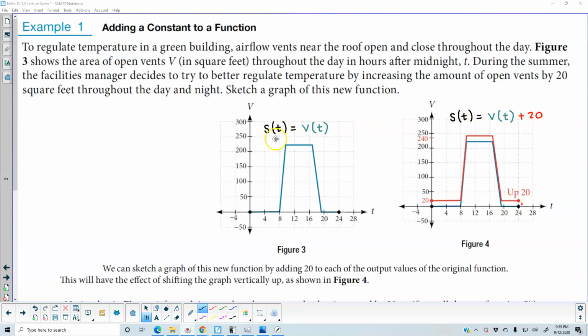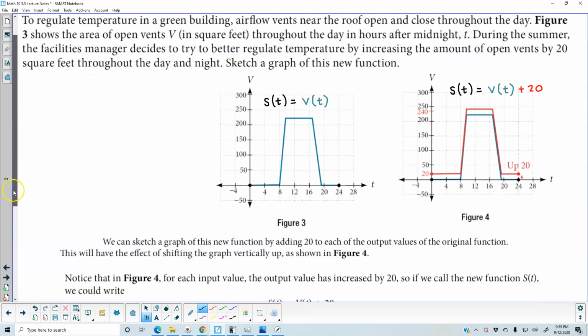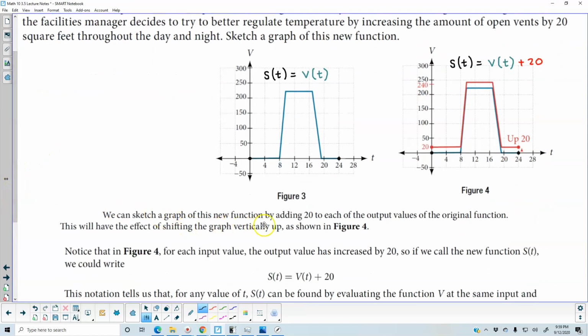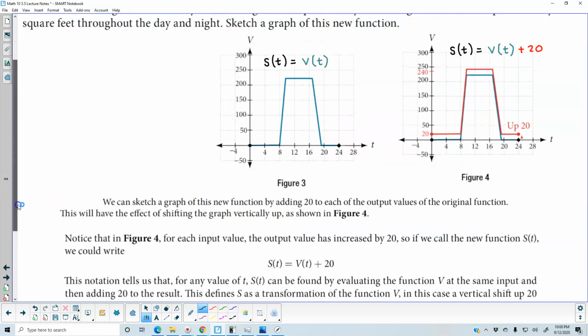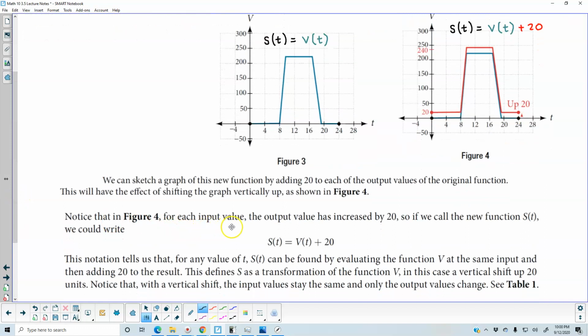So here we have S of t, which is equal to V of t, which is this function. And what we're doing is that we're adding 20 now to the function V of t. So you can see how this entire graph now in red has shifted up 20 units. So we can sketch a graph of this new function again by adding 20 to each of the output values of the original function. This will have the effect of shifting the graph vertically up, as we can see in figure 4. And now notice that in figure 4, for each input value, the output value has increased by 20.